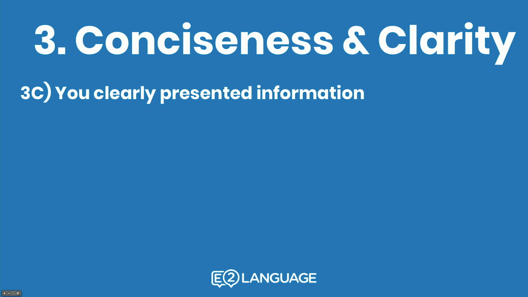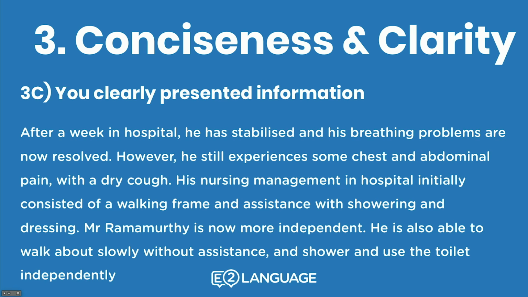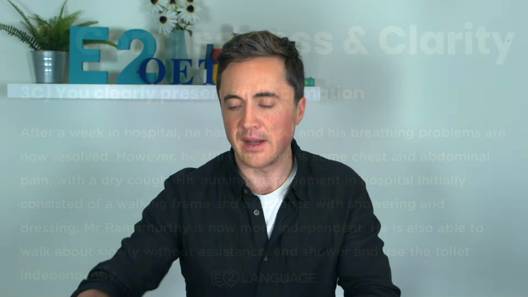Okay, let's look at 3C. You clearly presented information. This is a paragraph taken from the official OET model letter, okay? Let's look at how well this paragraph flows from sentence to sentence and has logical internal coherence. That is, in and of itself, this paragraph makes sense. In and of itself, it's kind of like a little story, okay?